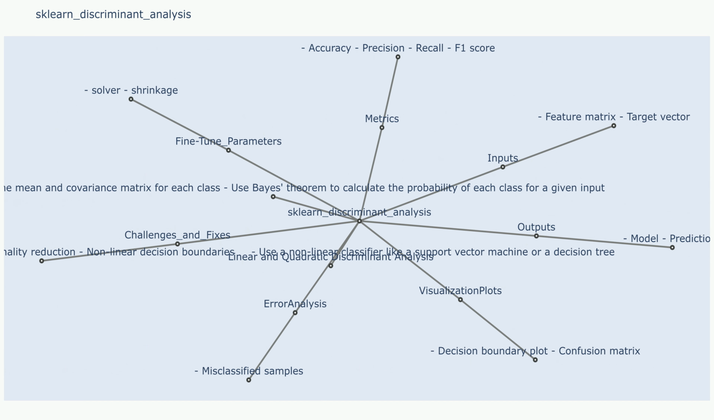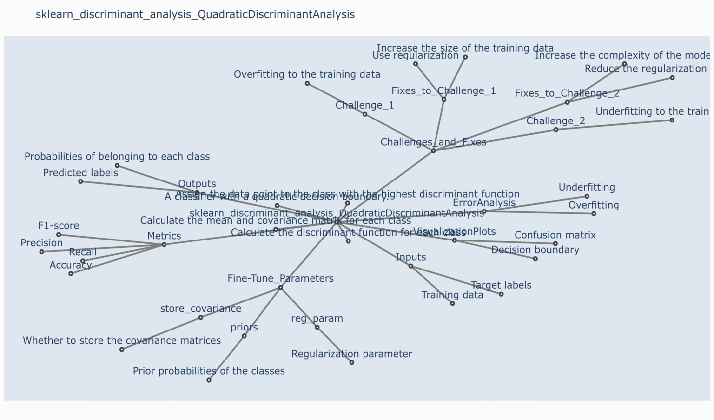Fixes to challenge 3: Use nonlinear classification methods like support vector machines (SVMs) with a nonlinear kernel, decision trees, or random forests. Apply dimensionality reduction techniques like kernel PCA to transform the data into a higher dimensional space where linear relationships can be found. sklearn, discriminant analysis, quadratic discriminant analysis.